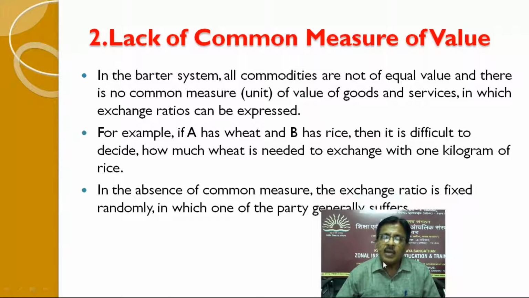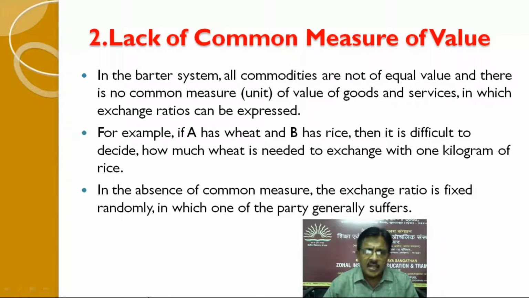Lack of common measure of value. Another drawback: in the barter system, all commodities are not of equal value and there is no common measure or unit of value of goods and services in which exchange ratios can be expressed. For example, if A has wheat and B has rice, then it is difficult to decide how much wheat is needed to exchange with 1 kilogram of rice. In the absence of common measure, the exchange ratio is fixed randomly, in which one of the party generally suffers.